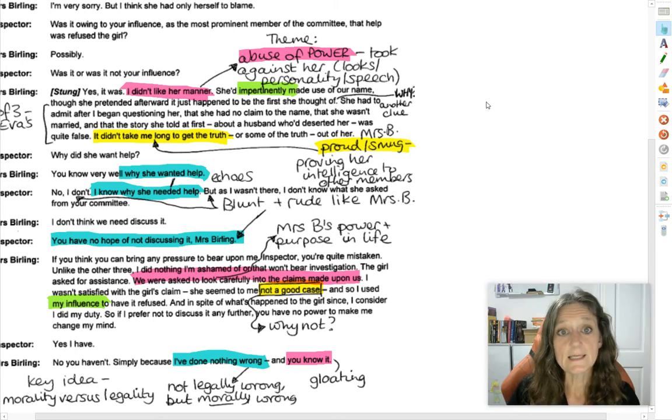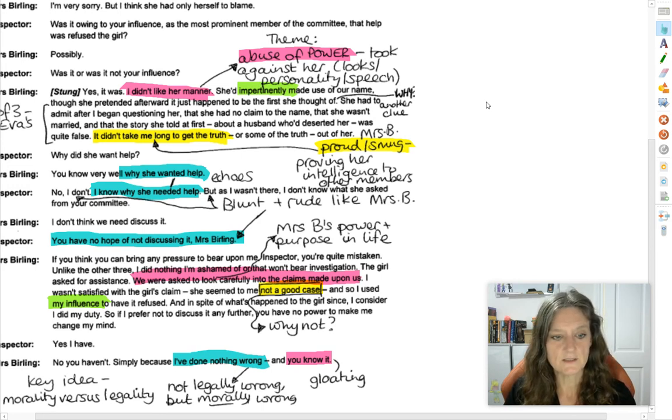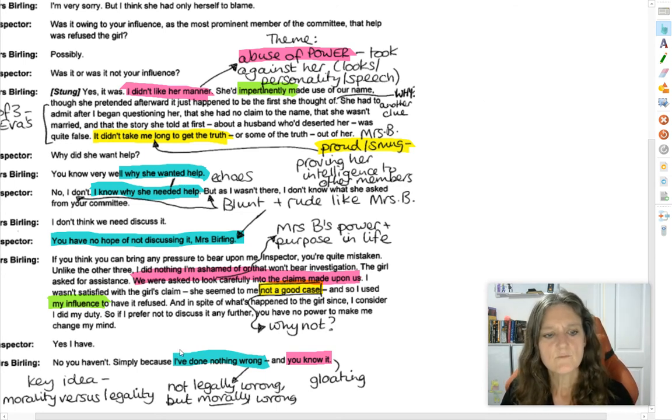So no, legally, Mrs Birling has done absolutely nothing wrong, has she? Legally, she hasn't broken any laws. She hasn't broken any rules. But morally, what she's done is really wrong. A desperate girl has ended up committing suicide because Mrs Birling refused her help when she needed it most. So yeah, she's not legally wrong. I've done nothing wrong, but morally she is wrong, and that's what the inspector wishes to prove.